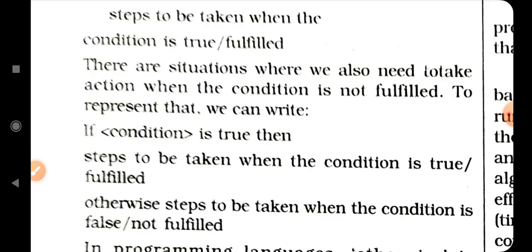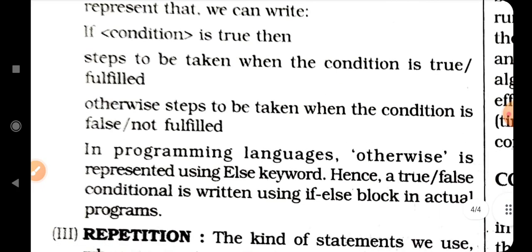To represent that, we can write: if condition is true, then the steps to be taken when the condition is true or fulfilled, otherwise the steps to be taken when the condition is false or not fulfilled. In programming languages, otherwise is represented using the else keyword. Hence, a true or false condition is written using if-else in actual programs.